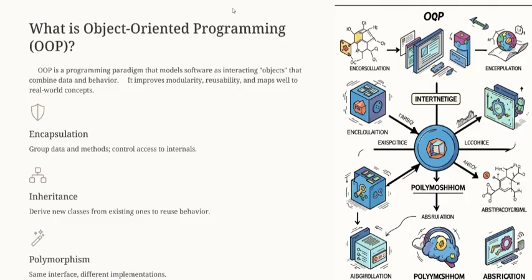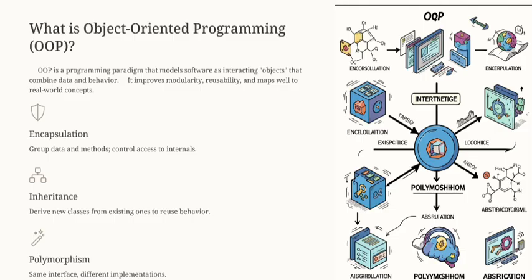Next, code reuse. One major advantage of OOP is code reuse. Instead of writing the same code again and again, we create classes and reuse them. For example, a company may have many employees. Instead of writing separate code for every employee, we create one employee class and then we create multiple employee objects. This reduces duplication.